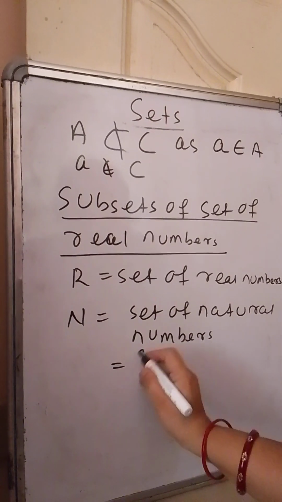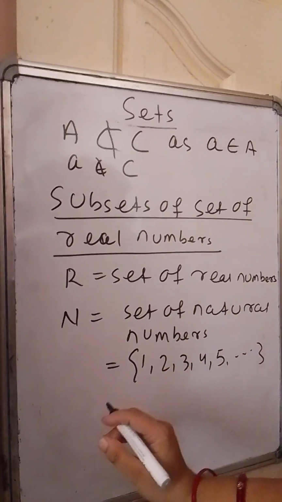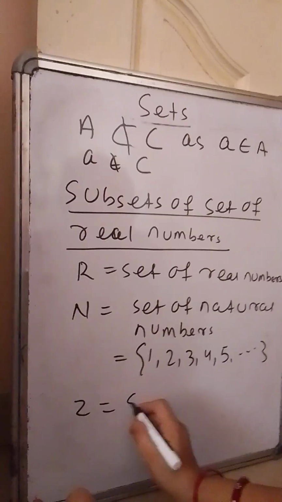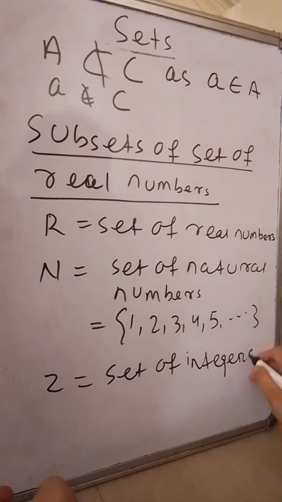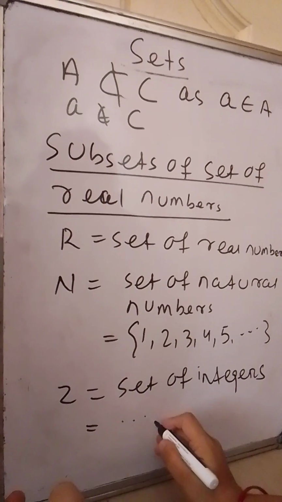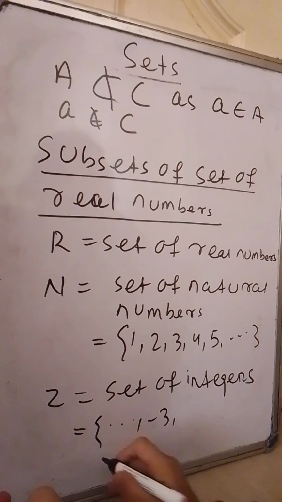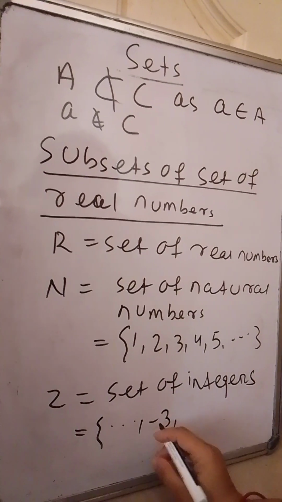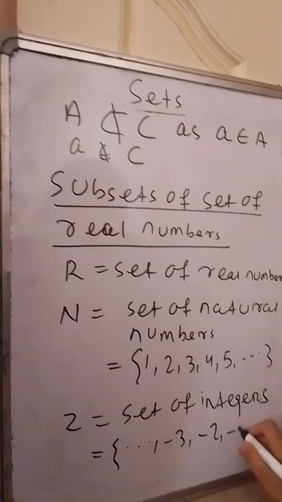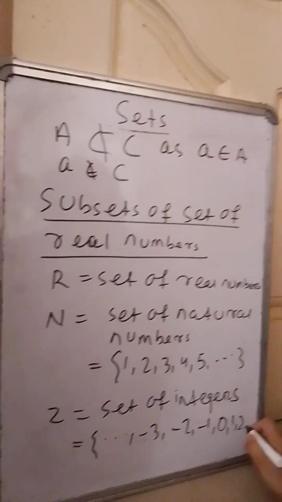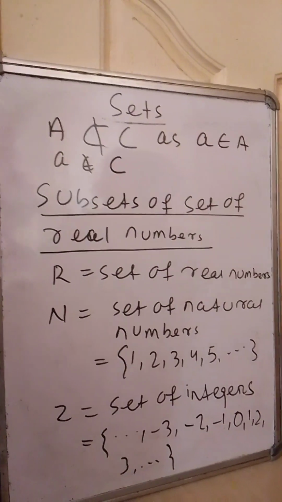So what are the elements? 1, 2, 3, 4, 5, and so on. Z is the set of integers. So what are the elements? Before -3 also there are negative numbers, infinitely many. So first dots, then let us write from -3, -2, -1, 0, 1, 2, 3, and so on. So this is your set of integers.